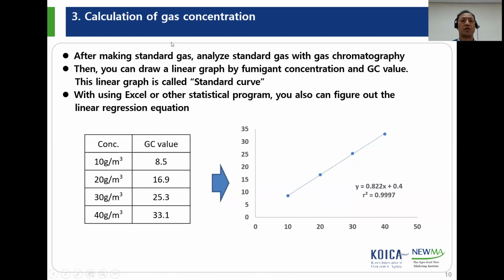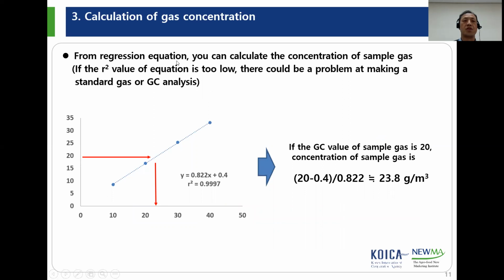This is the calculation of gas concentration. After making standard gas, analyze the standard gas with gas chromatography, then you can draw a linear graph of fumigant concentration and GC value. This linear graph is called a standard curve. Using Excel or another statistical program, you can also figure out the linear regression equation. This one. From the regression equation, you can calculate the concentration of sample gas.